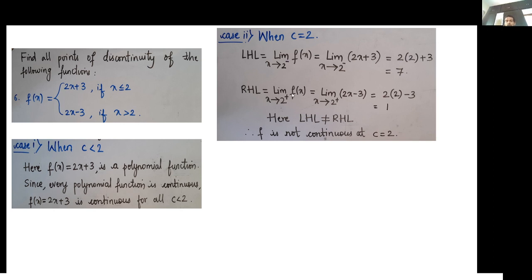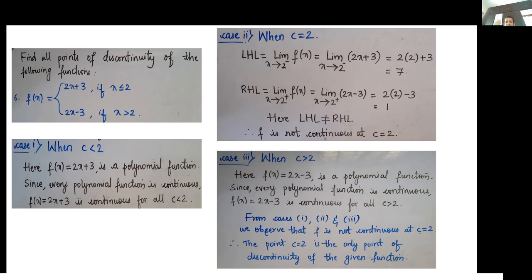And RHL, limit of f of x as x tends to 2 plus, greater than 2 branch. Greater than 2 branch is 2x minus 3. So here I substitute f of x to be 2x minus 3. When we evaluate this limit I get 2 into 2 minus 3, that is 4 minus 3, that is 1. So here you can observe that LHL and RHL are different. They are not equal. Hence I can conclude that the function is not continuous at c is equal to 2.